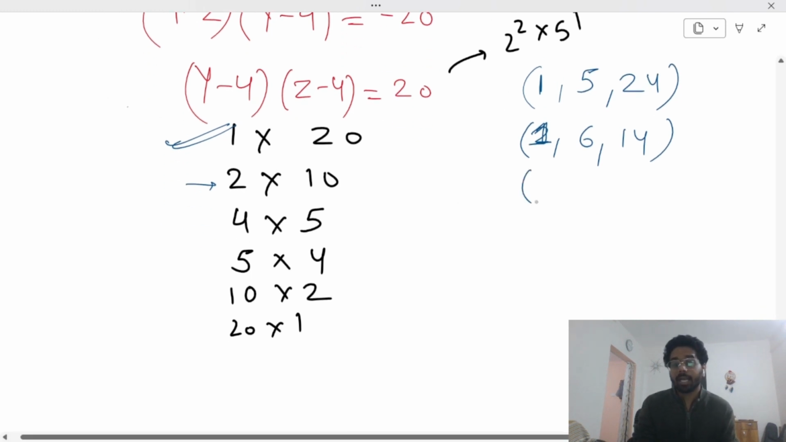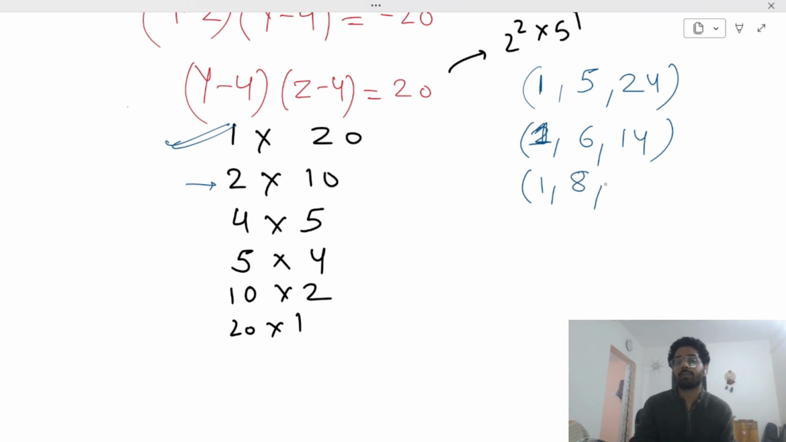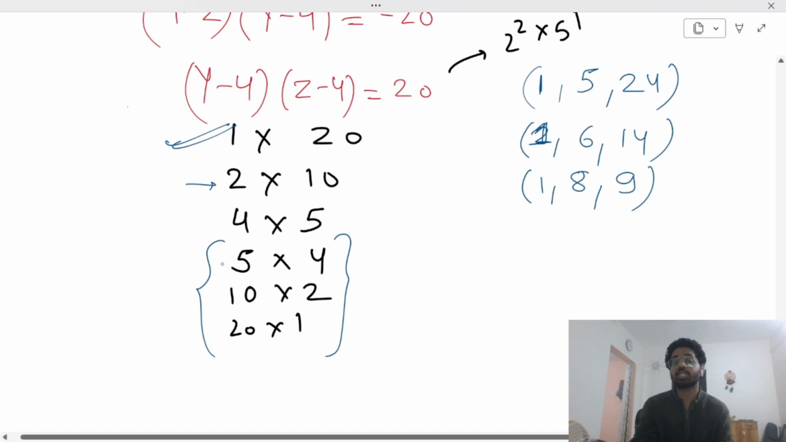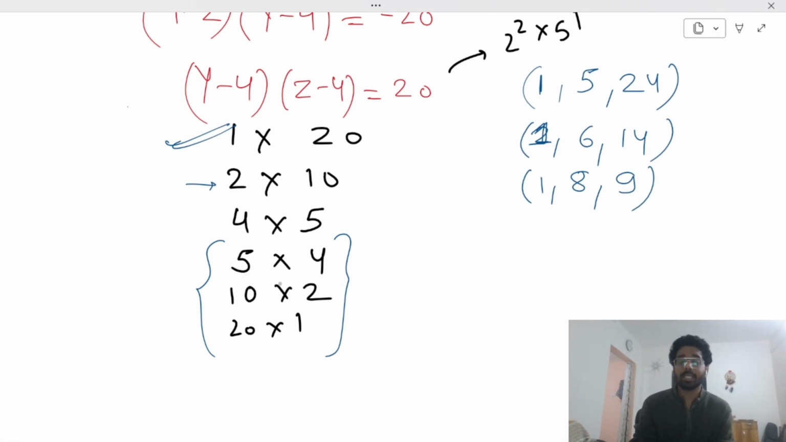If x is equal to 1, then y minus 4 is equal to 4 means y is equal to 8, and z minus 4 is equal to 5 means z is equal to 9. Till here it justifies that x is less than or equal to y, less than or equal to z. But all these cases will not fulfill the condition, because here y will become 9 and z will become 8. So hence in these conditions, not possible, I would say.